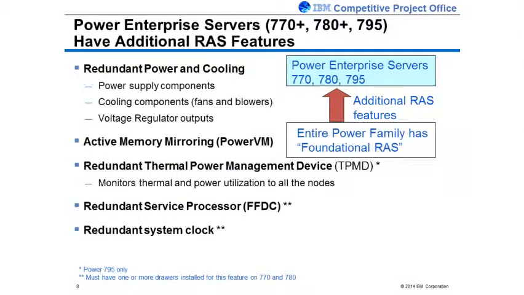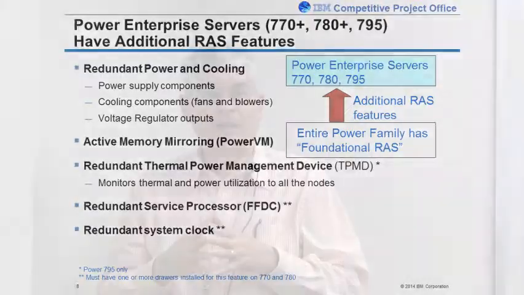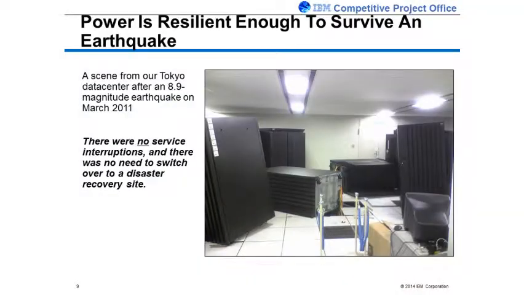Last, I'd like to point out that even with all this reliability built in, we even have higher RAS features for the enterprise Power servers. Everything is redundant, including the service processor itself, the system clock, the power and the cooling, and the active memory mirroring. Last point to make is in 2011 in Tokyo, this was the IBM data center, which had over 4 Power servers. These were large enterprise servers that were completely knocked over in the earthquake, and there was no service disruption. They were still running at the end of the day.